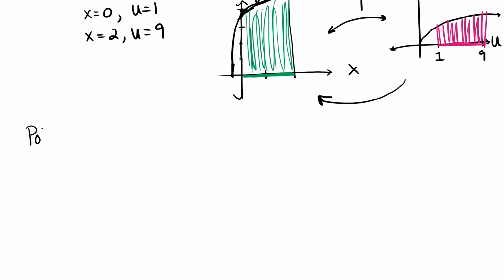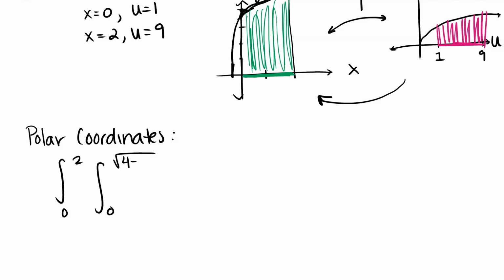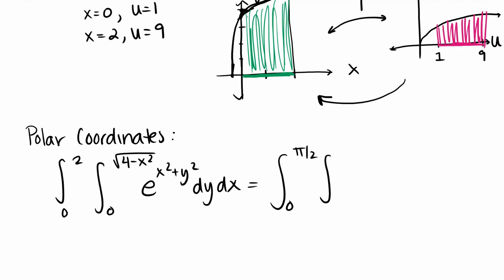So polar coordinates are a transformation, right? Like if I had, for an example, 0 to 2, 0 to the square root of 4 minus x squared, e to the x squared plus y squared, let's say dy dx, I could change that. Then we get 0 to pi over 2, 0 to 2, because this is a circle with radius 2, and I just want the first quadrant, e to the r squared r dr d theta.